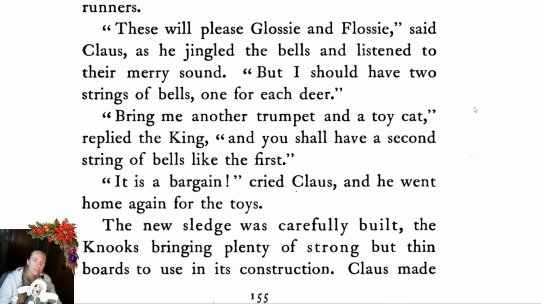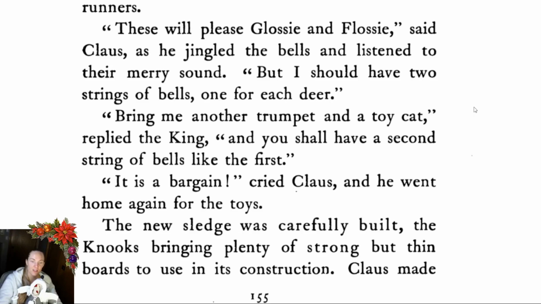"These will please Glossie and Flossie," said Claus as he jingled the bells and listened to their merry sound. "But I should have 2 strings of bells, one for each deer." "Bring me another trumpet and a toy cat," replied the king, "and you shall have a second string of bells like the first." "It is a bargain," cried Claus, and he went home again for the toys.